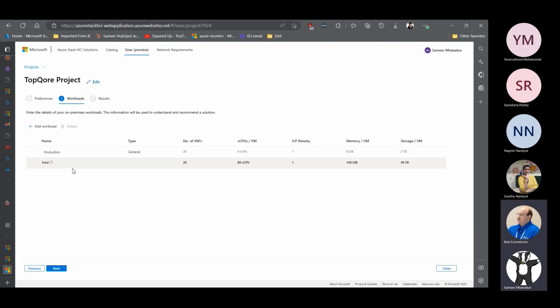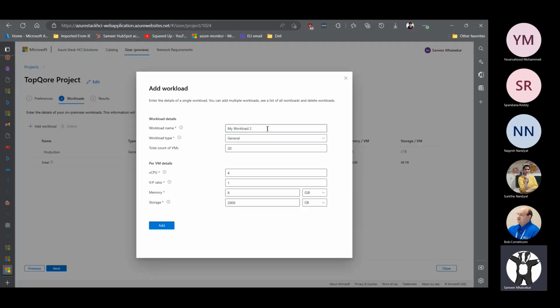Now, just for the sake of it, I'm going to add another workload and call it all VDI servers, for example. Then I'm going to select VDI. Now keep in mind, whatever you choose here does not really make a huge difference on the outcome because all the options do remain the same. But having said that, there are some small best practices that vary depending on what you choose here.